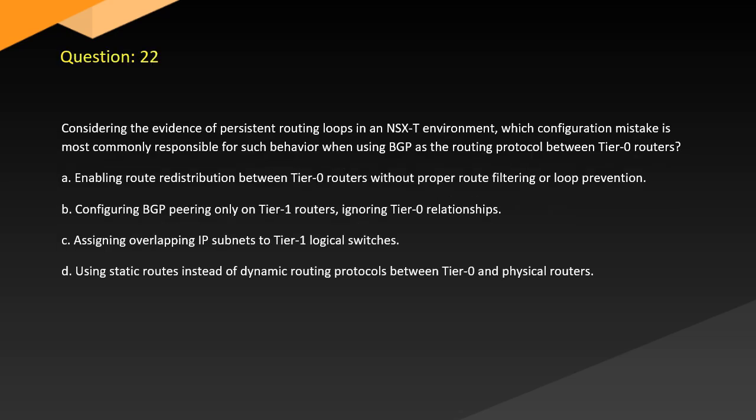Question 22. Considering the evidence of persistent routing loops in an NSX-T environment, which configuration mistake is most commonly responsible for such behavior when using BGP as the routing protocol between Tier 0 routers? A. Enabling route redistribution between Tier 0 routers without proper route filtering or loop prevention. B. Configuring BGP peering only on Tier 1 routers, ignoring Tier 0 relationships. C. Assigning overlapping IP subnets to Tier 1 logical switches. D. Using static routes instead of dynamic routing protocols between Tier 0 and physical routers.